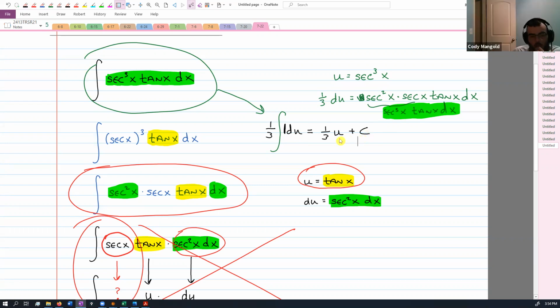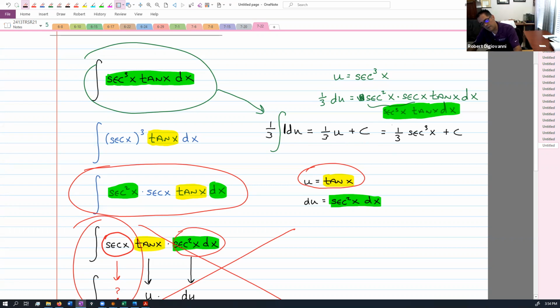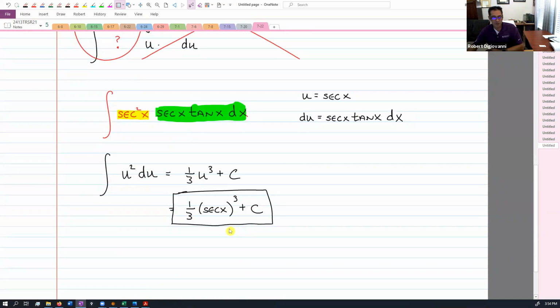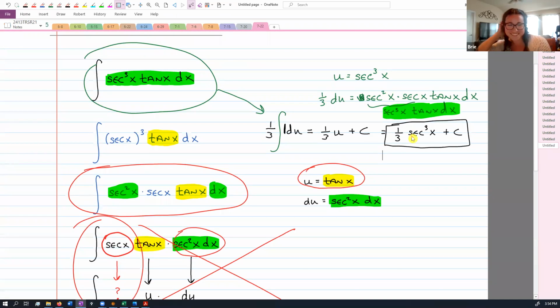I feel like it works because you replace your u. U was secant cubed, wasn't it? Yep. Same answer. Okay. Great.